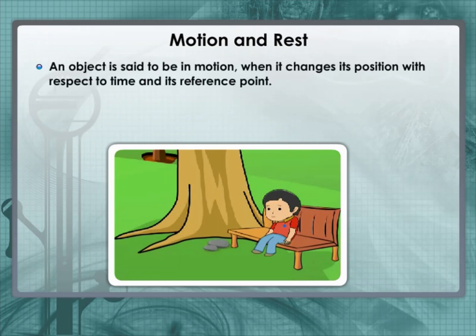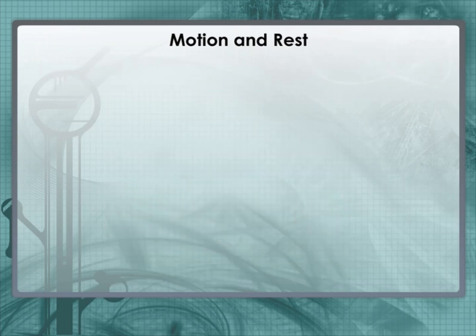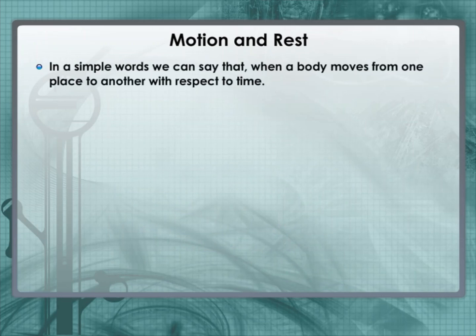An object is said to be in motion when it changes its position with respect to time and its reference point. In simple words, we can say that a body is in motion when it moves from one place to another with respect to time. Example, a train moving on a track.